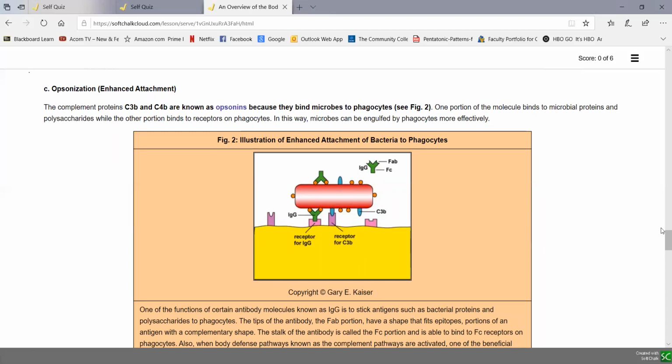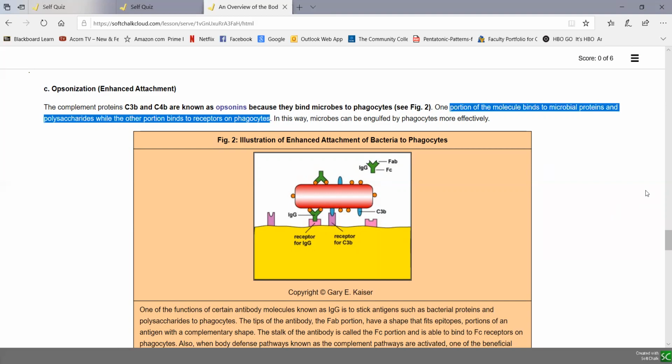A third benefit of the complement pathway is that two of the complement proteins are opsonins for enhanced attachment, namely C3b and C4b, as we mentioned. As we said, these are opsonins that bind microbes to phagocytes. So one portion of the C3b or C4b binds to microbial proteins and polysaccharides. The other portion binds to receptors on phagocytes for enhanced attachment. So here we see C3b attached to the microbe, attaching to C3b receptors on phagocytes. So that's a third benefit of the complement pathway: opsonization.